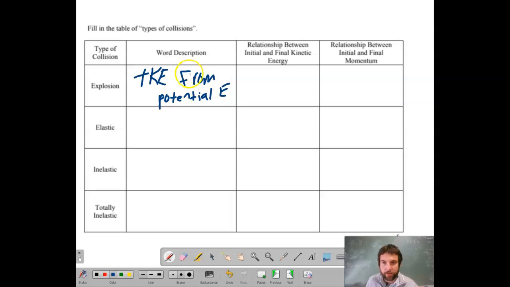So that's what's happening during an explosion. We're gaining kinetic energy from potential energy. So chemical potential energy, fireworks, into kinetic energy. Little pieces flying out and getting all over my yard. Relationship between initial and final kinetic energy. Well, if we're gaining kinetic energy, then our final kinetic energy is going to be greater than our initial kinetic energy.